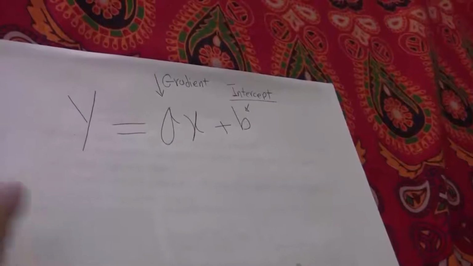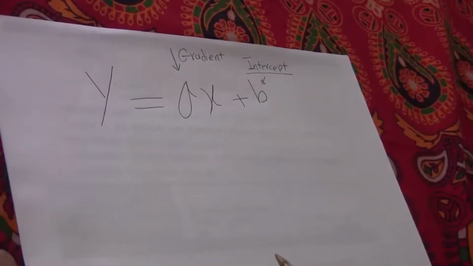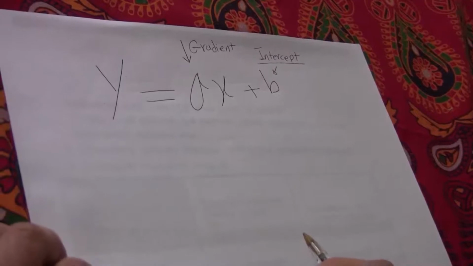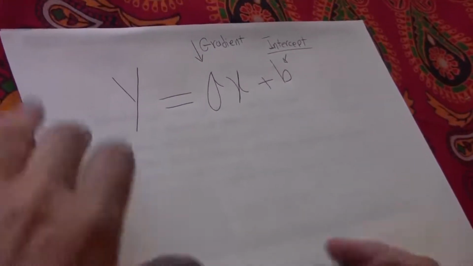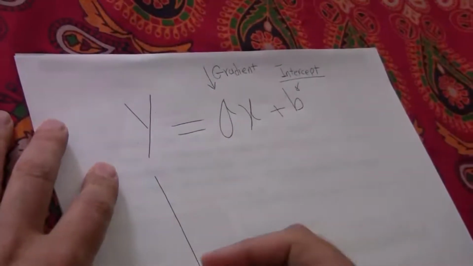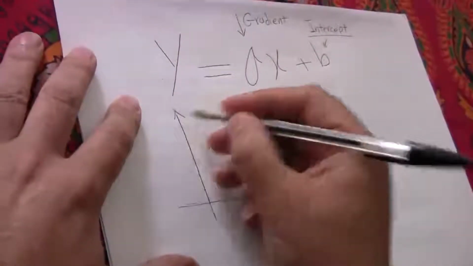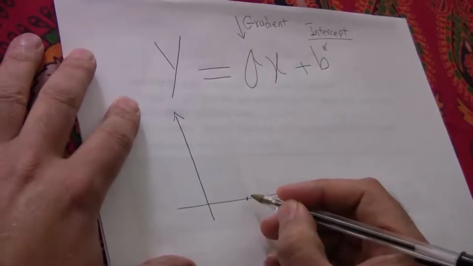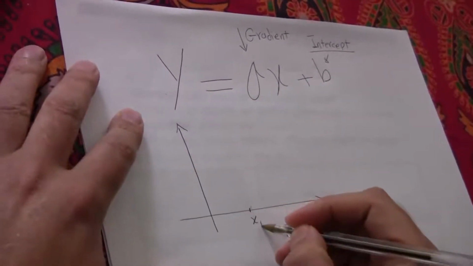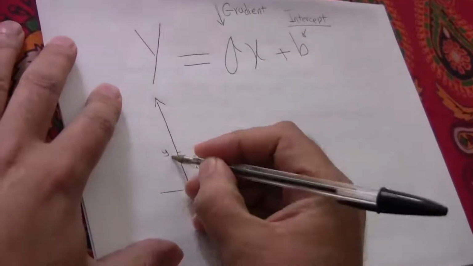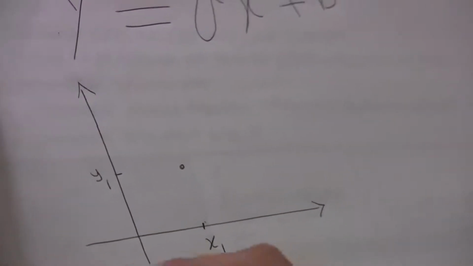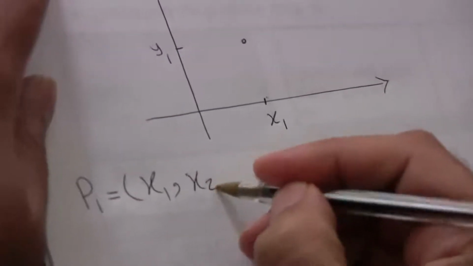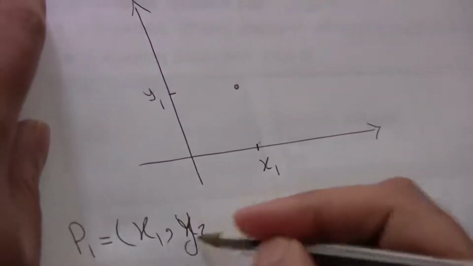So how can we draw a line when we have a linear equation? For each line you need just 2 points to draw it. Let me show how. For example, I have one point here, x1 and y1. This is the first point. Sorry, x1 and y1.